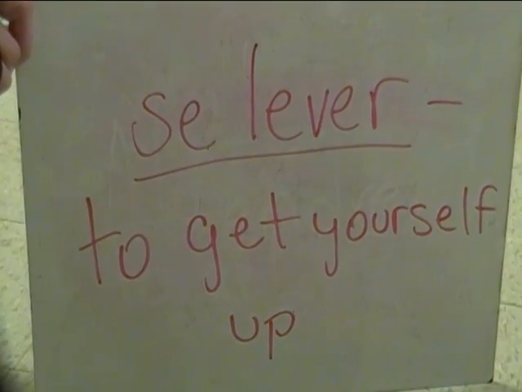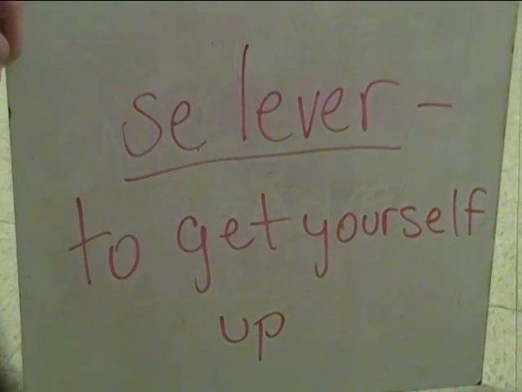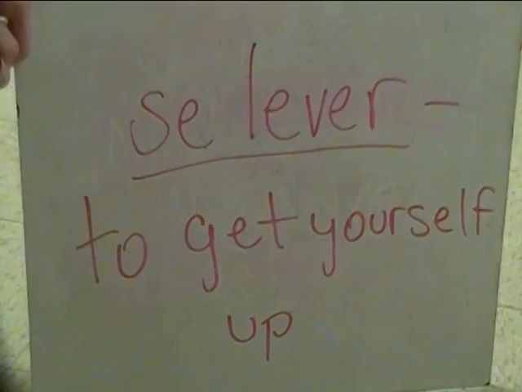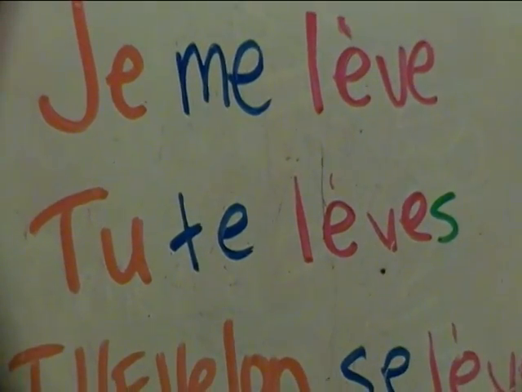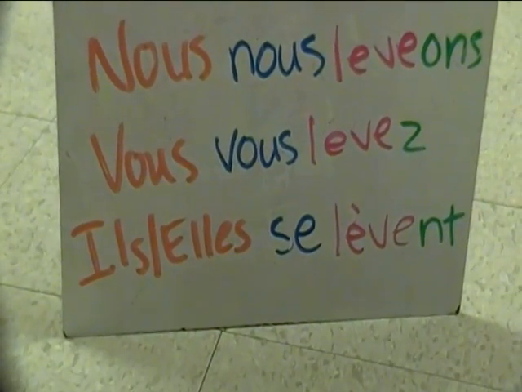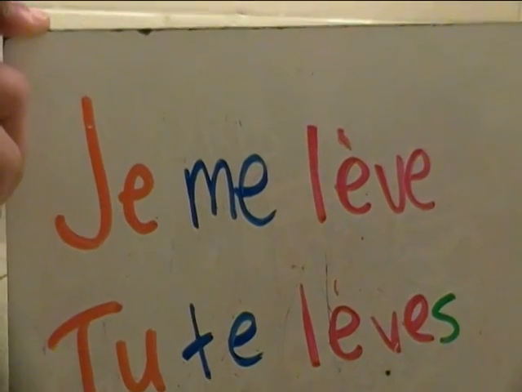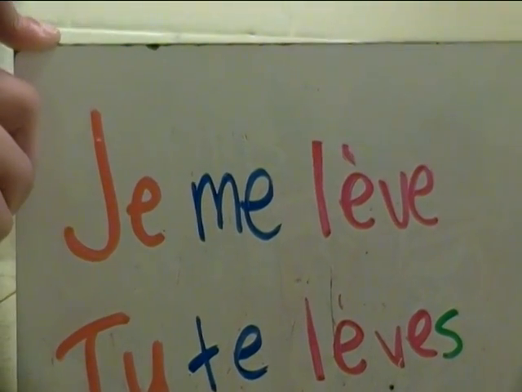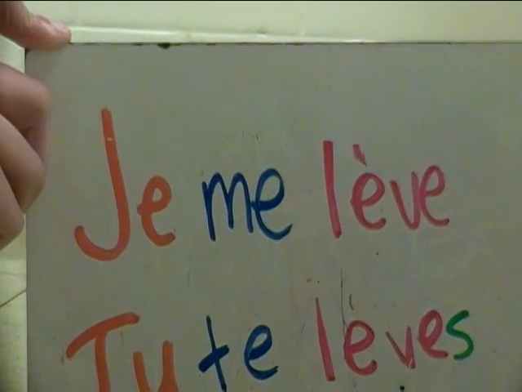Knowing these verbs will come in handy, especially when you get into the past tense. Then there are reflexive verbs, which, in my opinion, are much easier. Reflexive verbs have an additional word to express that you're doing this to yourself. For reflexive verbs, we are going to use the example of the verb se lever, or to get yourself up. Je me lève, tu te lèves, il, elle, on se lève, nous nous levons, vous vous levez, and ils, elles se lèvent. Reflexive verbs are special and need the extra word to show that it is being done to oneself.